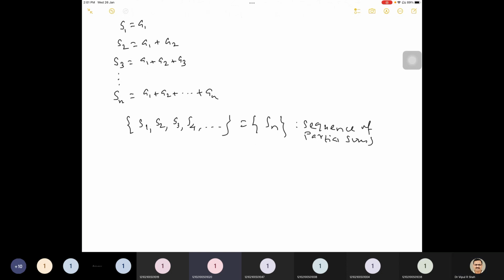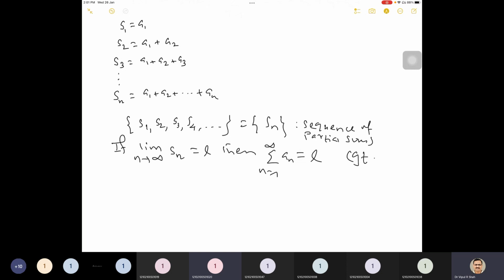Now, if the limit of this sequence is, suppose, L, then the series from n equal to 1 to infinity of an, that means the infinite series, the sum of this series is also L. That means it is convergent.